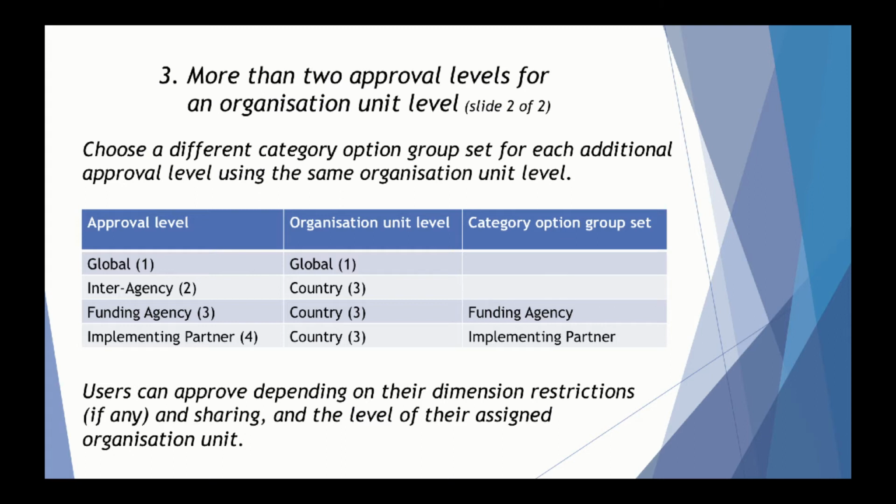If I am a user in Tanzania who's assigned to the US government agency USAID, I see that you are assigned to something in the category option group set funding agency, therefore you can approve at level 3. If I am an interagency user assigned to Tanzania, same org unit, but I have no restriction on the category options that I can see, then this must be an interagency account. And if you have the approval authority, you are assigned to approval level 2, still at the same org unit level.